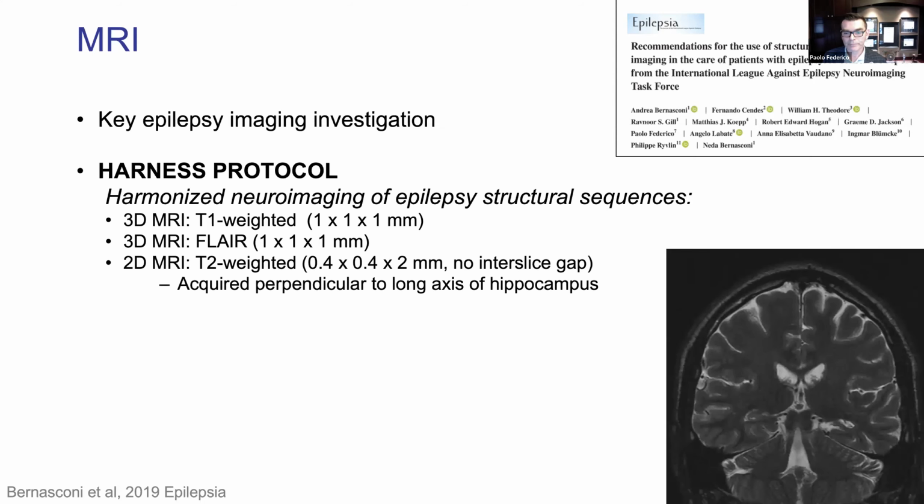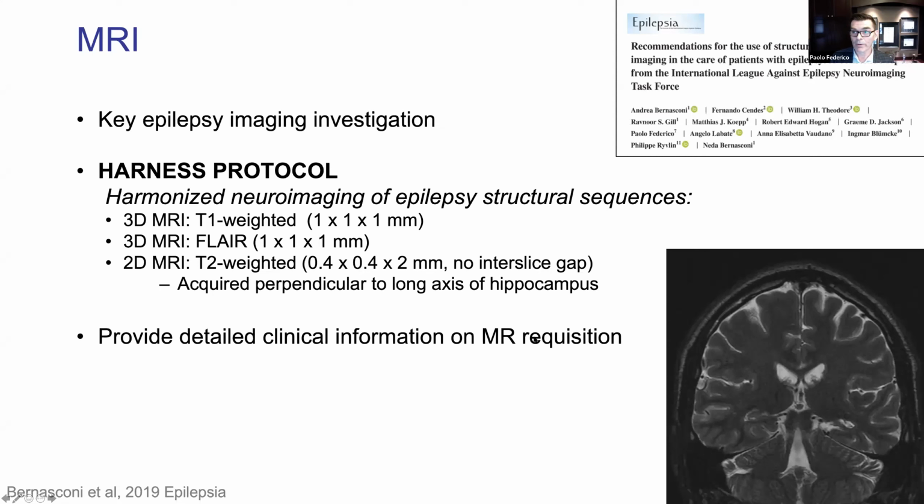And the third is to properly evaluate for hippocampal changes. And this is a 2D acquisition of T2 weighted images with voxel sizes of 0.4 by 0.4 by 2 millimeters, with notably no interslice gap, okay? And this also has to be acquired perpendicular to the long axis of the hippocampus to allow adequate visualization of the hippocampus and mesotemporal structures.